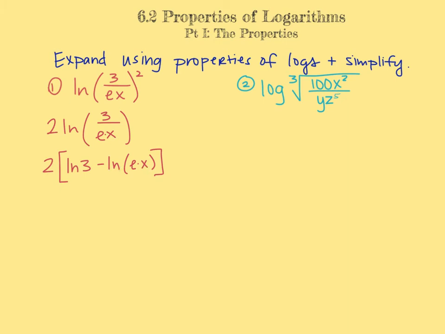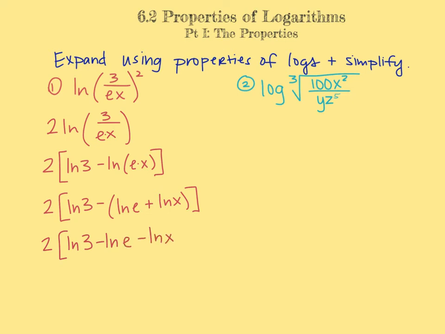So using the product rule, we have ln of 3, then minus, we want to use the product rule. So we're going to have the natural log of e plus the natural log of x, since the product rule says that when you have the log of u times v, it's the log of u plus the log of v. I had to put it in parentheses here because we're subtracting more than one term. So simplifying this on the inside, all of the ln of 3 minus the ln of e minus the ln of x.